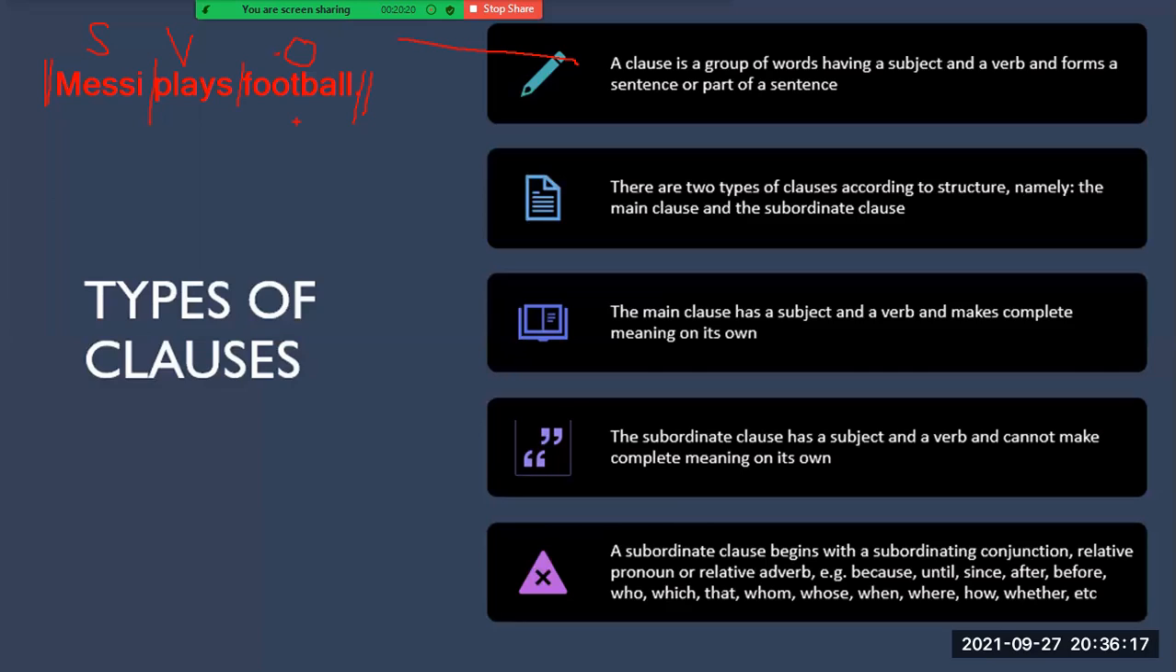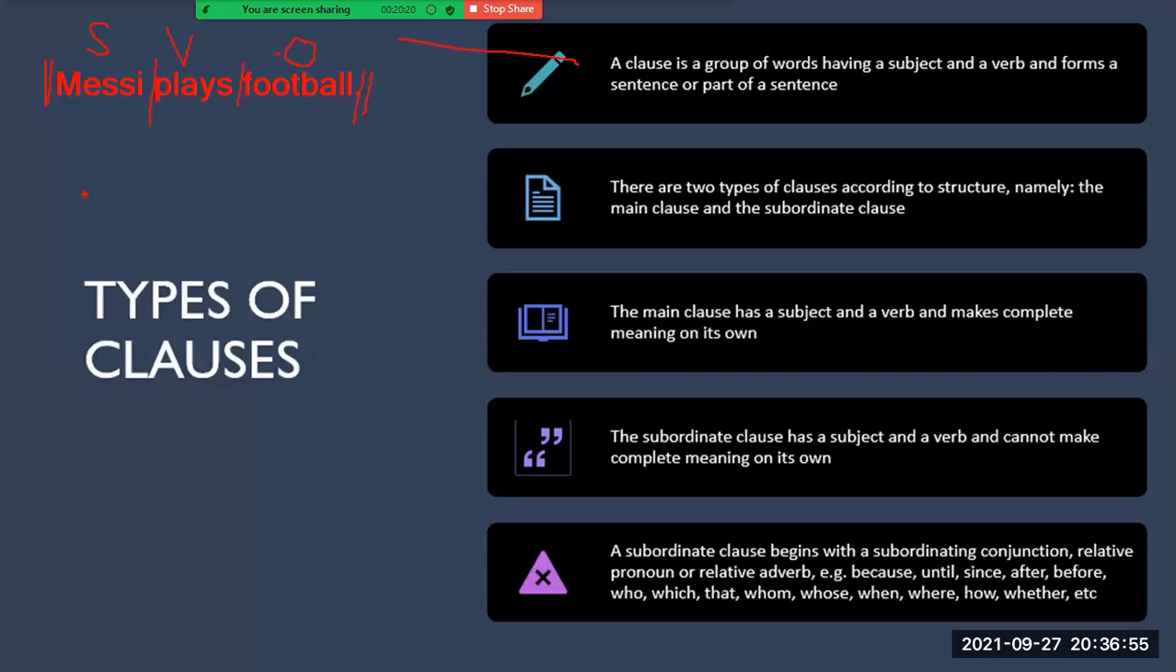All right, that is really one aspect of English learning that will help you tremendously. So now, as regards the second part of this definition, that a clause forms a sentence or part of a sentence, you can see that there is a particular part: the subordinate clause cannot form a sentence, but it can form part of a sentence.